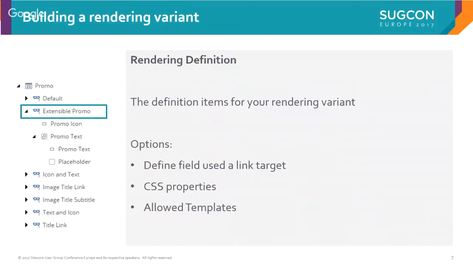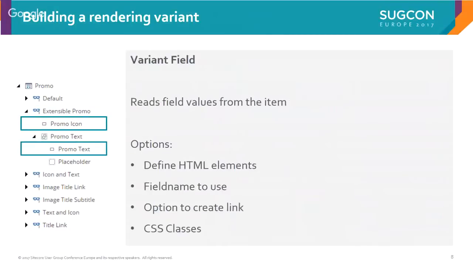Rendering variants are defined within the content editor. Later on in the demo, Adam will show you how you can create them and where they are hidden. For now we want to walk through the basic definitions. We have the rendering definition, which is typically the whole wrapper for your rendering variant. Then we have variant fields. Variant fields basically just read the field values from your item, either from your context item or an item which is referenced within your context item.